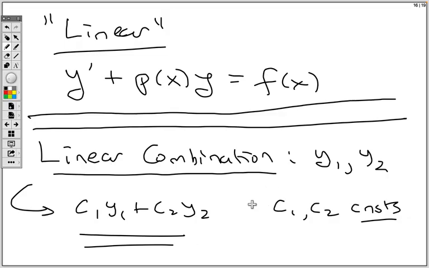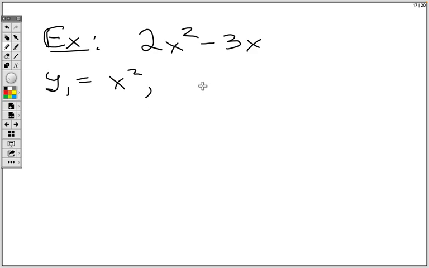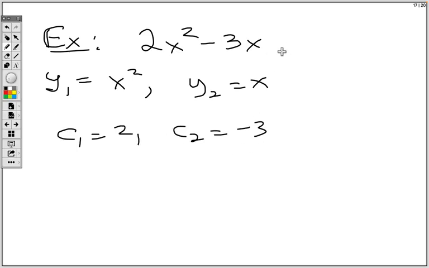All right. So for example, you can think of polynomials as being linear combinations of powers of x. So for example, if we look at 2x squared minus 3x, we can think of y1 as being x squared, y2 as being x, c1 as 2, and c2 as minus 3. So I can think of this as a linear combination of the functions x squared and x.